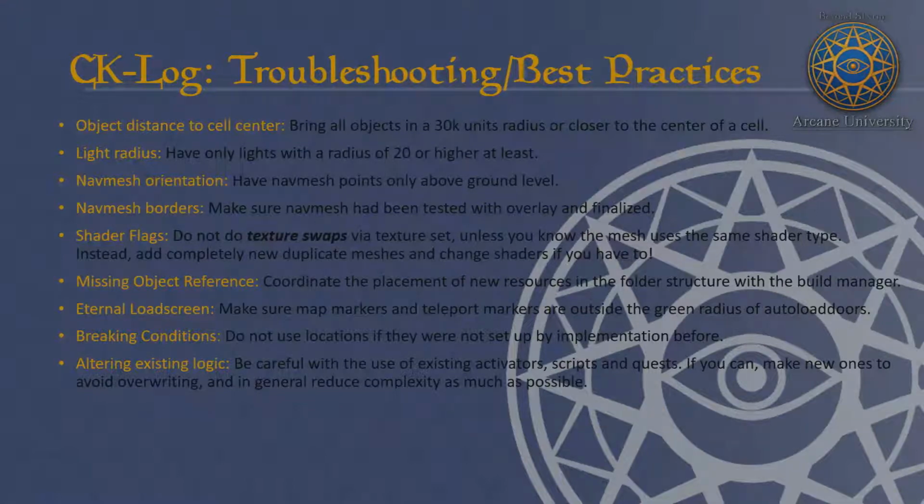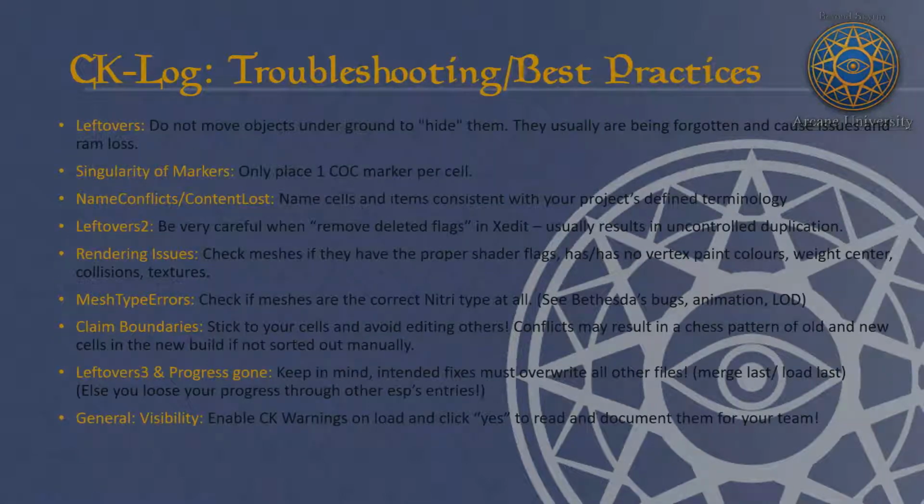Yes, of course, if conditions are changed, all of these things need to be talked about. Or if activators are changed, scripts and quests, or if you just use existing scripts and quests and activators, you always need to make sure that you don't have overrides into vanilla and break something else. Good. You might have leftovers under the ground. That's always bad practice because it will cost you performance. You might only want to have one COC marker per cell, as it will also throw warnings. You want to make sure that your content always has consistent names, so you don't have overrides because of inconsistent names, and you find all the objects.